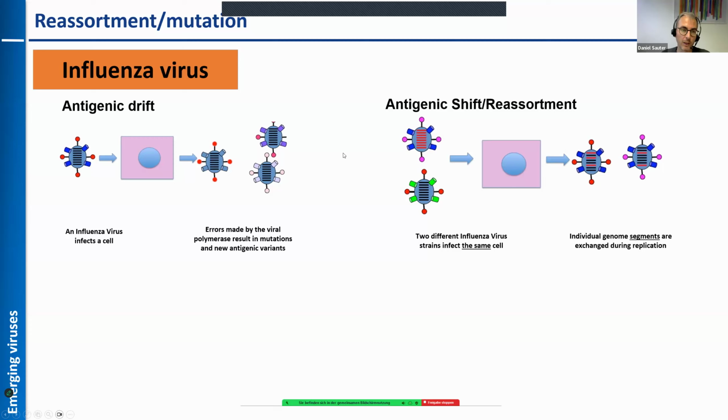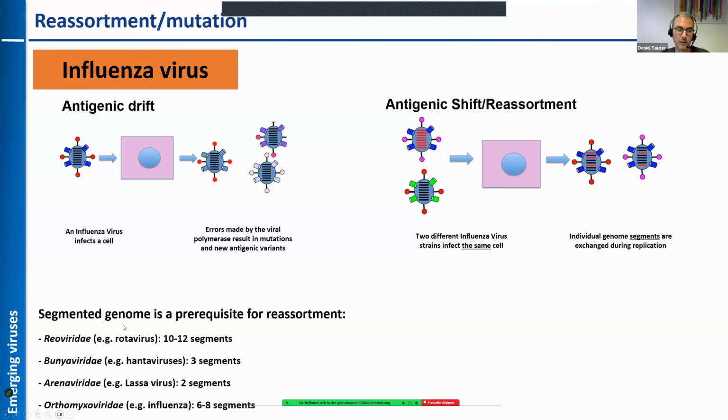And what you need to keep in mind is that while recombination can essentially occur in any virus, a segmented genome is a prerequisite for reassortment. So only if there are at least two segments can reassortment occur. And apart from influenza viruses, which have 6 to 8 segments, reassortment may, for example, also occur in Lassa viruses or Hanta viruses that have 2 or 3 segments, respectively.